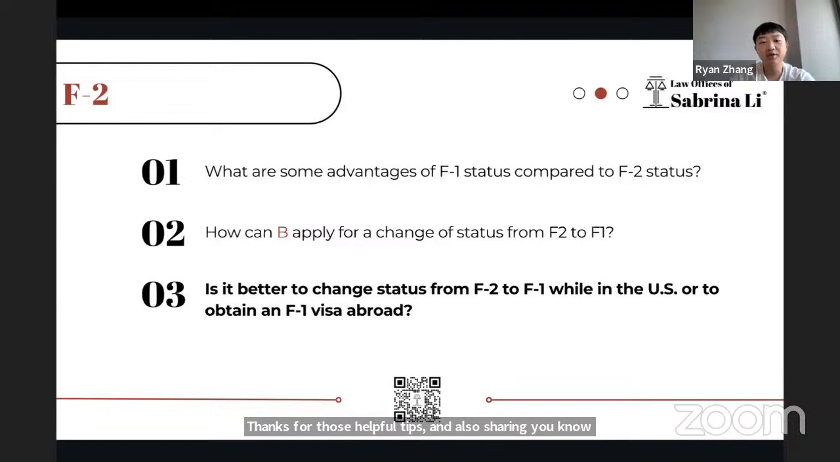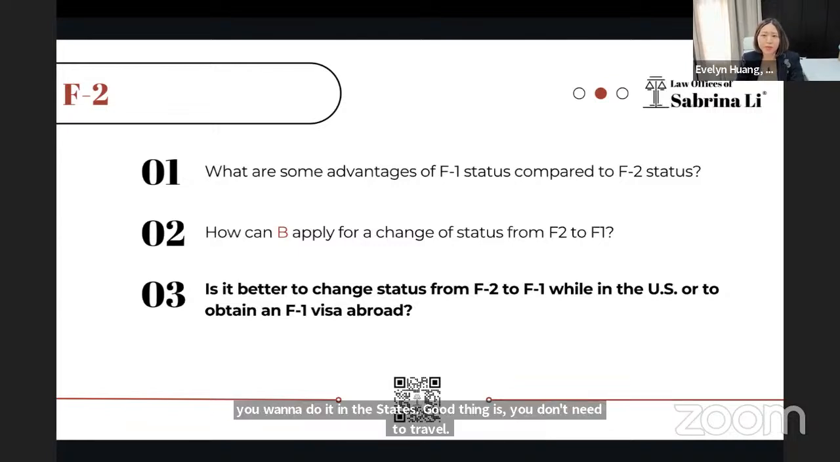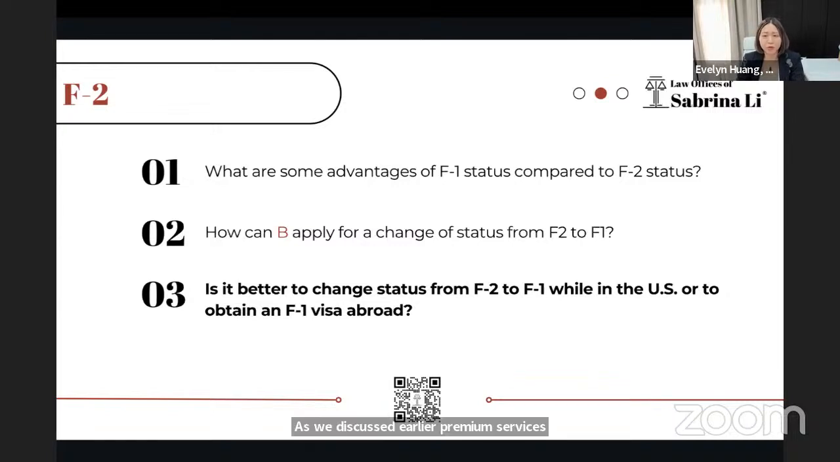So, is it possible to change from F2 to F1 in the US, or is it better to do it this way? In the US, change the status from F2 to F1, or should I just apply for an F1 visa, do an F1 stamping out of the country? I would say each has its own pros and cons. If you want to do it in the States, the good thing is you don't need to travel. And as we discussed earlier, premium processing services is now available, so it is possible to get a faster result.